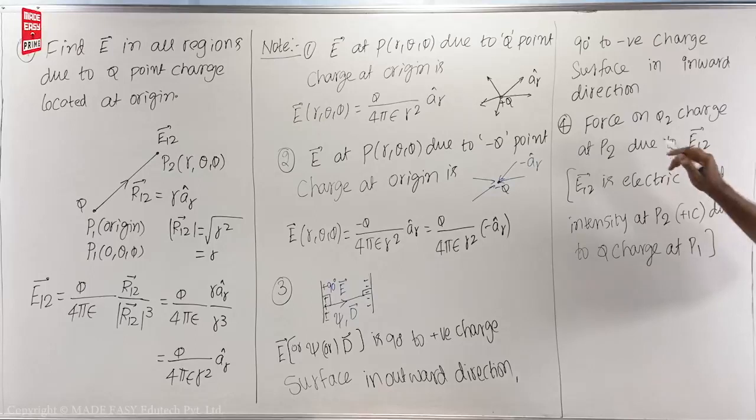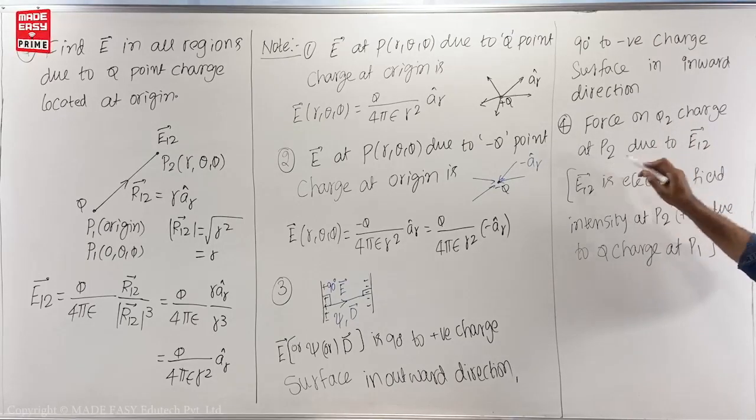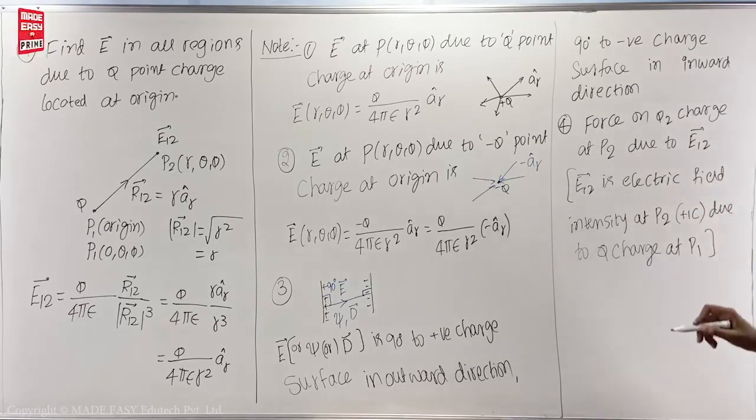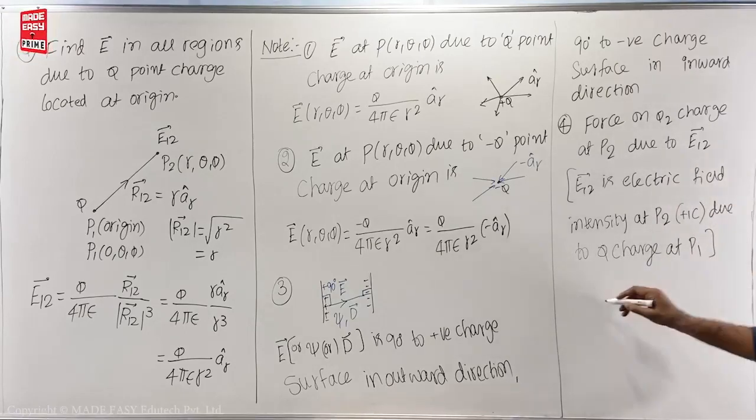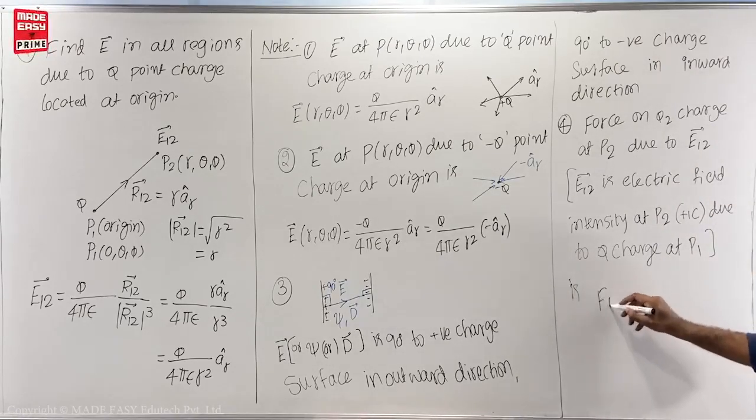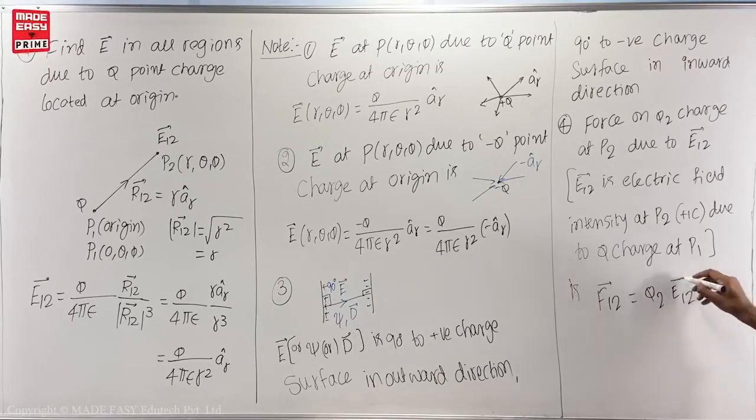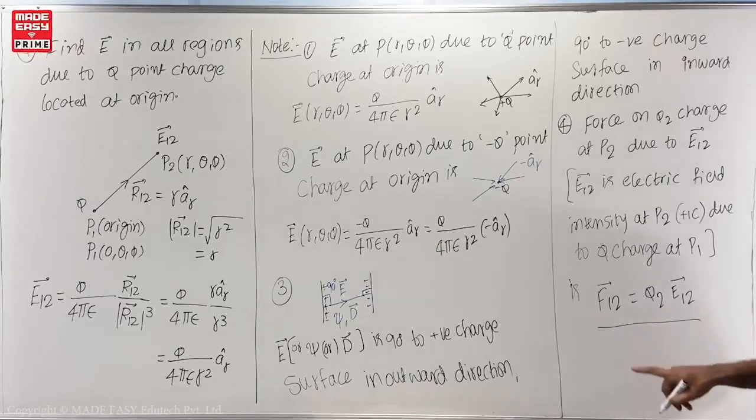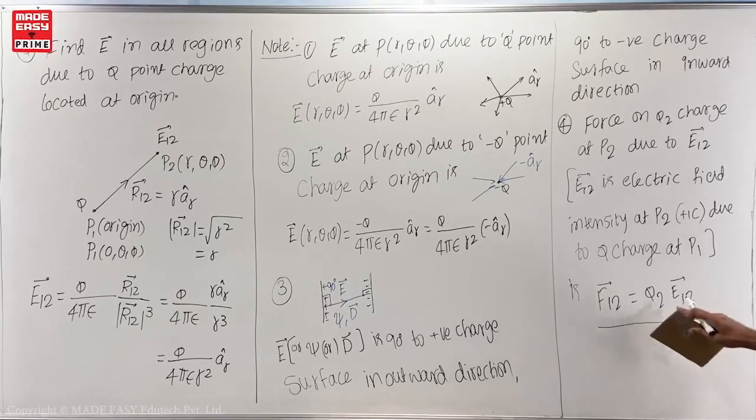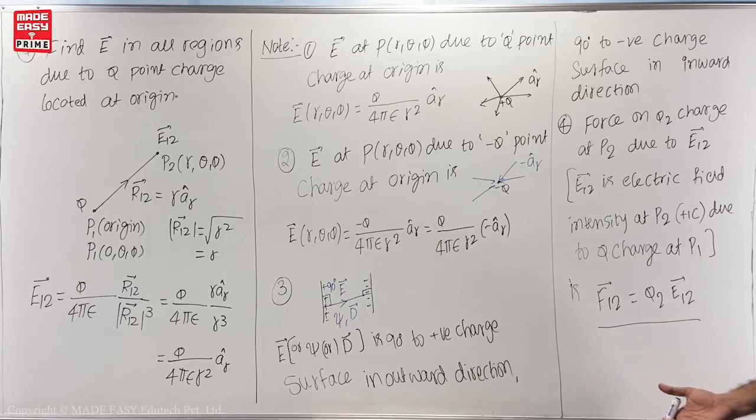So now we'll read this one. Force on Q2 charge at point 2 due to E1 to bar is F12 bar is equal to Q2 into E12 bar. So simply we study this like this. If you put Q charge in the electric field intensity E bar, then what is the force on that? Answer Q into E. Like this, but it is written in detail.